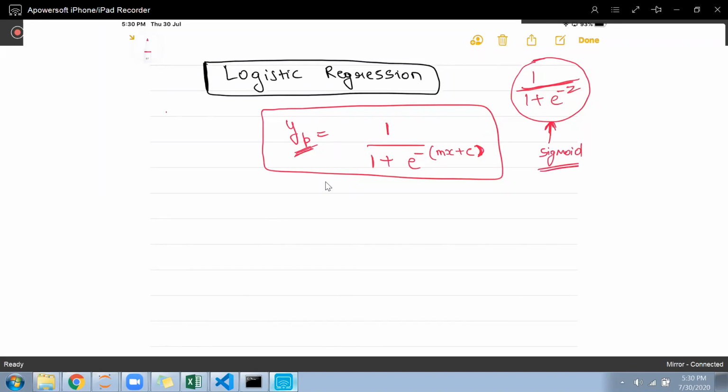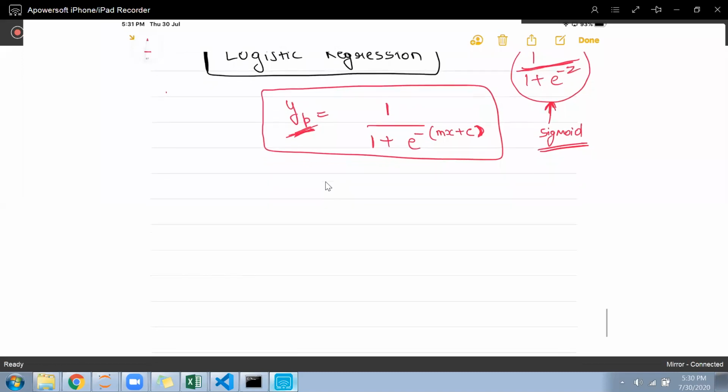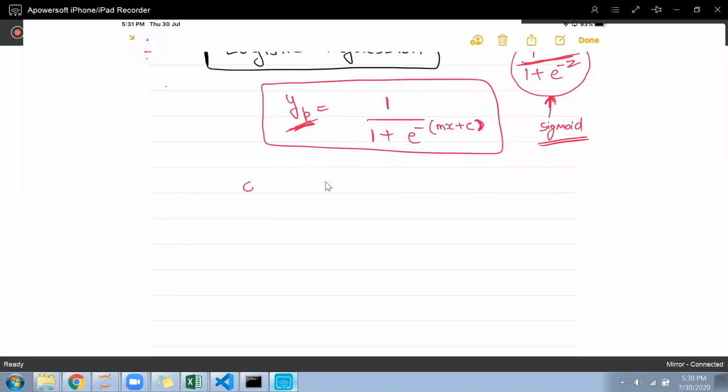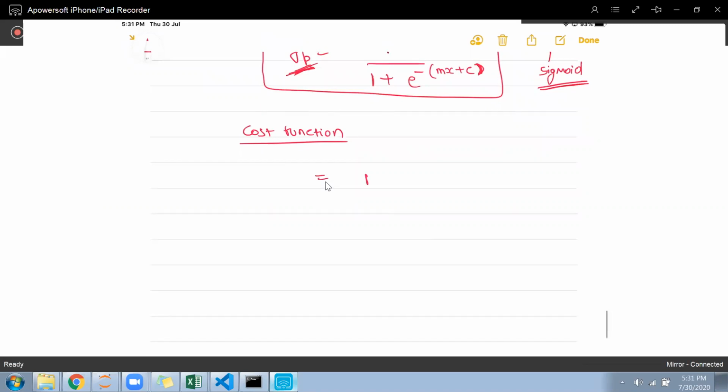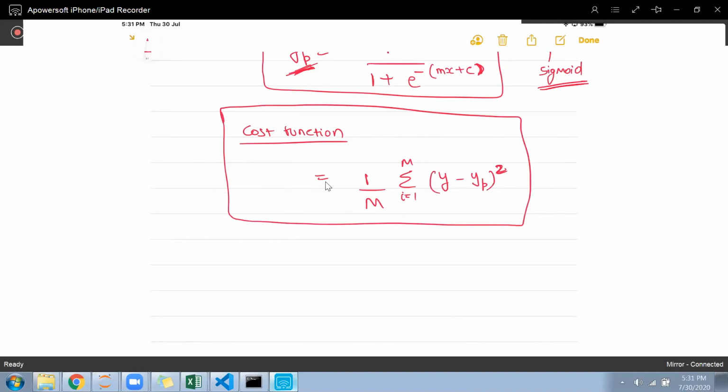Sigmoid function. So in logistic regression, my y predicted is this. And if we calculate the cost function, what will be my cost function? 1 upon m summation i equal to 1 to m, y minus y predicted whole square. So this will be my cost function for logistic regression, correct?